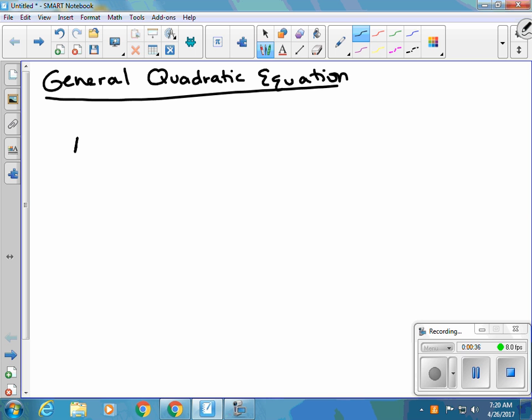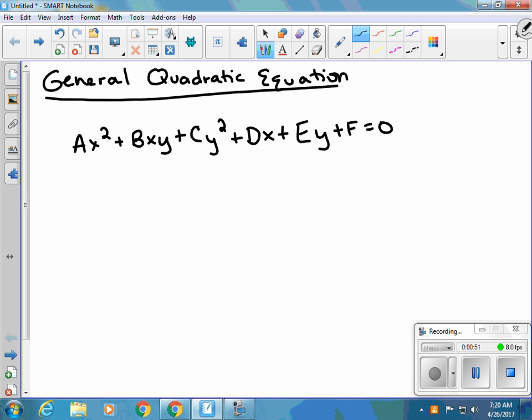This is in the form of ax squared plus bxy plus cy squared plus dx plus ey plus f, and that equals 0. So notice that the constant is moved over on the left side with everything else to give us the 0. Now, we know that with a quadratic equation that we are working with, we have an x and a y in order to have our ellipse, circle, hyperbola, and parabola.